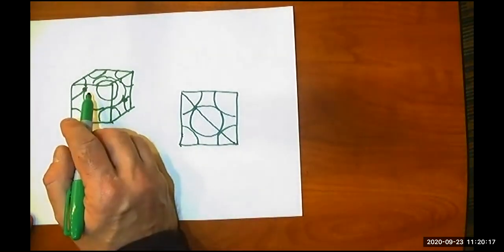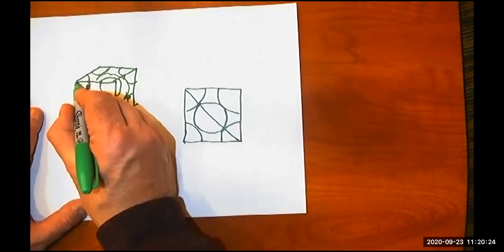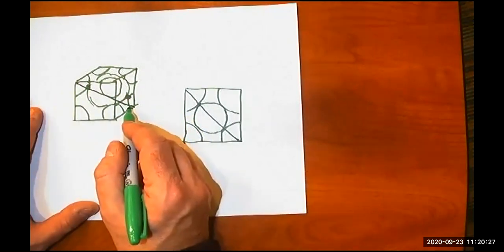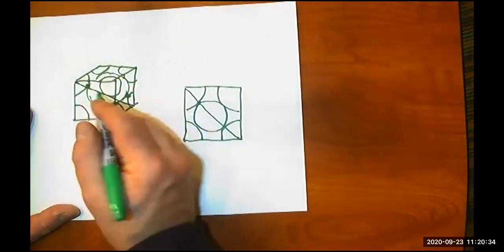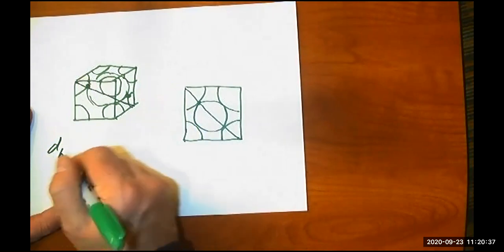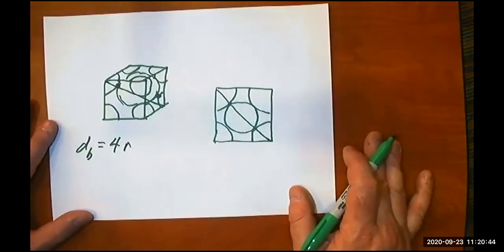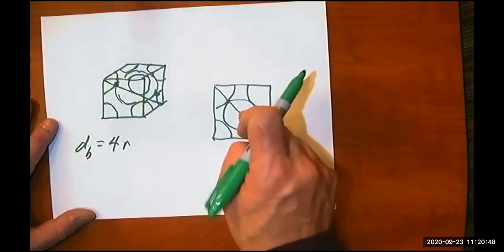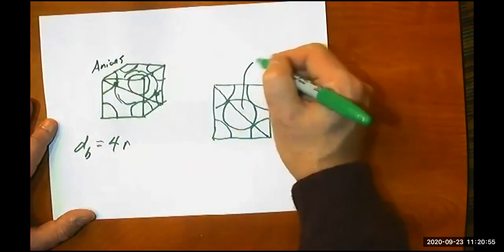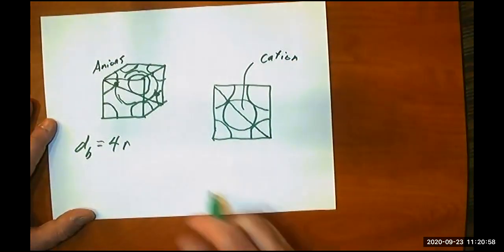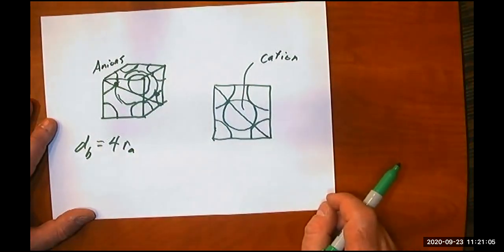So let's go back to the body-centered cubic portion for a moment and remind ourselves of what the body diagonal is relative to the edge length. Okay, so we know that the body diagonal is going to equal 4r, 4 atomic radii. And since we're talking about putting something in the interstices, these are going to be the anions, and this thing here would be the cation, right? So I'm going to call this 4r sub a for the anion radius, okay?